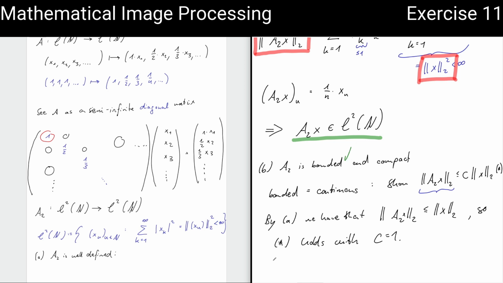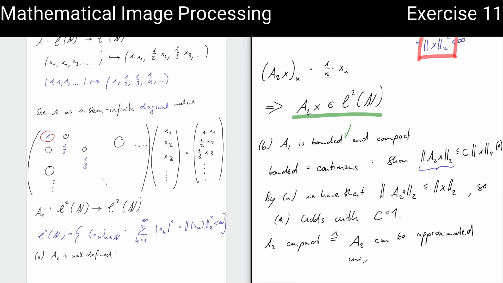The next thing we show is that A2 is compact. And what can you think about if you want to know what it means for an operator to be compact? There are a lot of different notions. Some of them you have seen already in the lecture. And the notion that we want to work with here is also, I think, a practical one from the point of view of numerics, which I will write down here. It's a notion of approximability of an operator. So A2 compact means that A2 can be approximated uniformly by operators of finite rank.